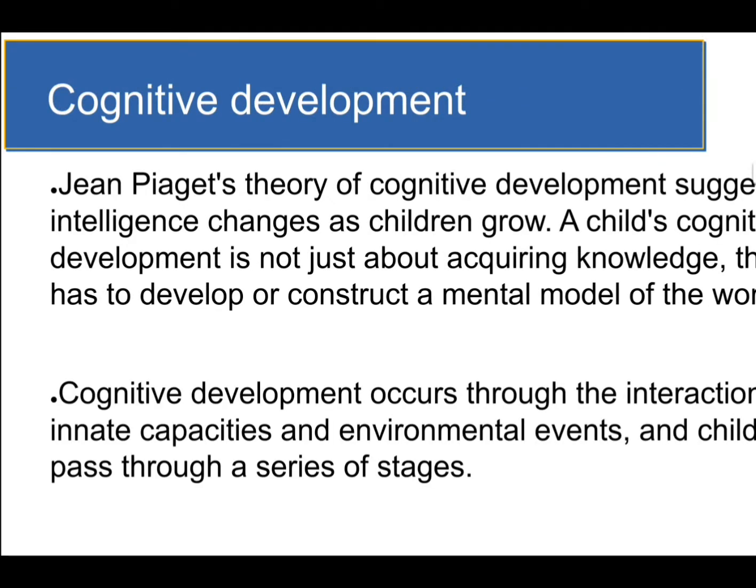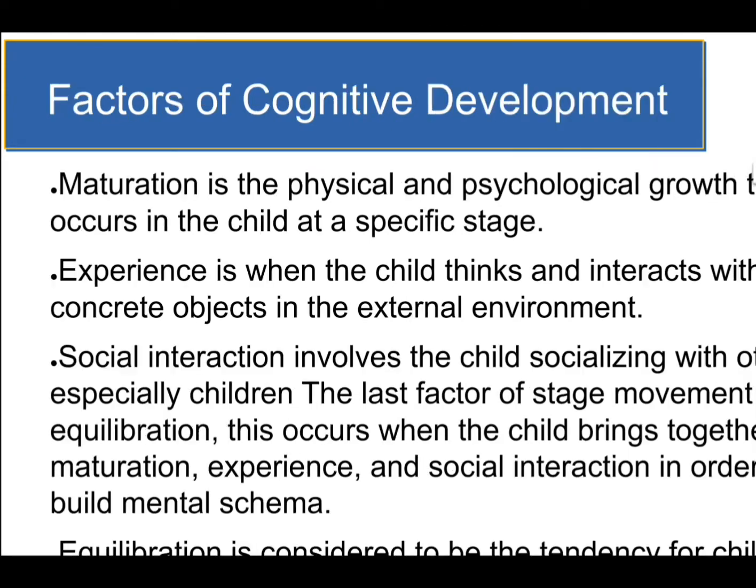The next is cognitive development. Jean Piaget's theory of cognitive development suggests that intelligence changes as children grow. A child's cognitive development is not just about acquiring knowledge. The child has to develop or construct a mental model of the world. Cognitive development occurs through the interaction of innate capacities and environmental events, and children pass through a series of stages.